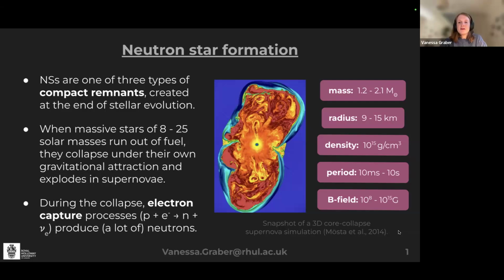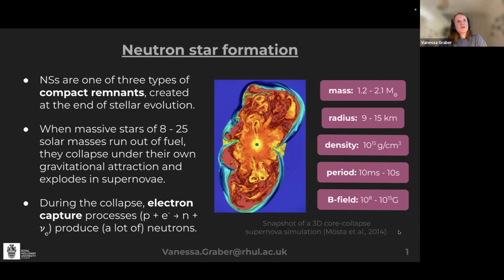But the object that we are interested in in this case has something between 1.2 and 2.1 times the mass of our sun. They are roughly spherical structures that have radii between 9 and 15 kilometers. And if we look at the densities that this corresponds to, we find that their interiors can reach up to on the order of 10^15 grams per cubic centimeter.